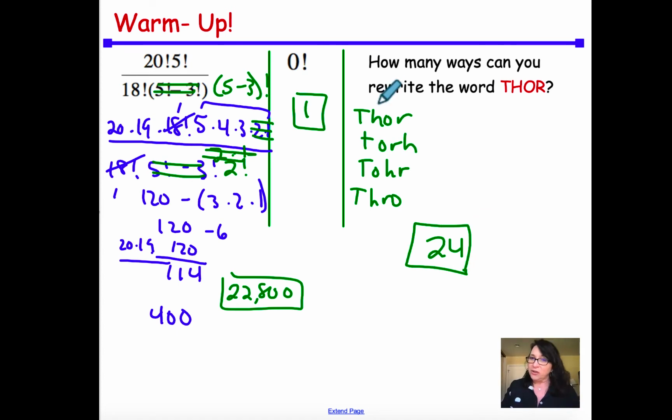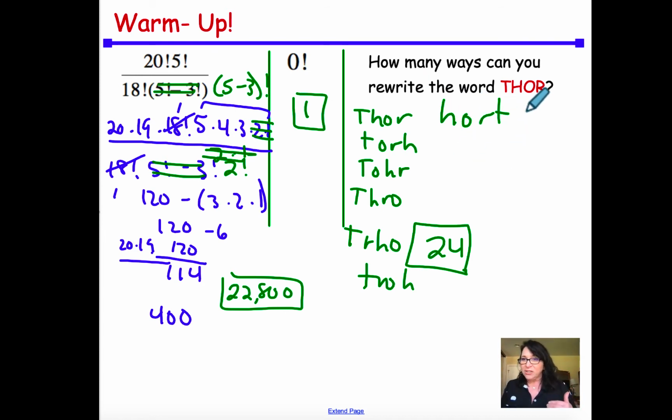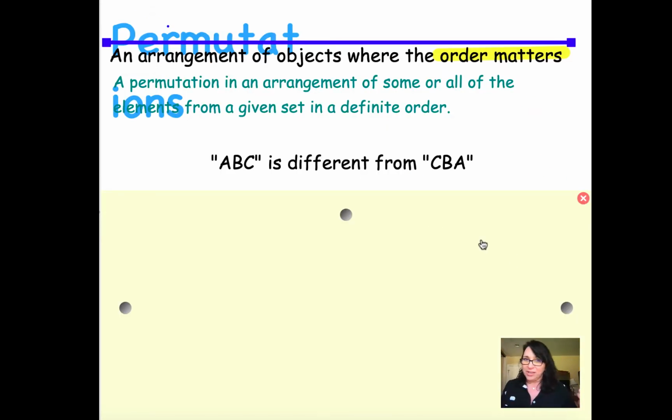Because after I do the T's, there are actually 6 different ways that I could do that. I could go Trho, Troh, etc. There are 6 different ways for each letter to start: H, O, R, T, etc. So every time I start with a different letter, I have another 6 ways to rewrite that word. That ends up being 24 different ways. So this is kind of cool. This is what we're going to be doing today, dealing with permutations.